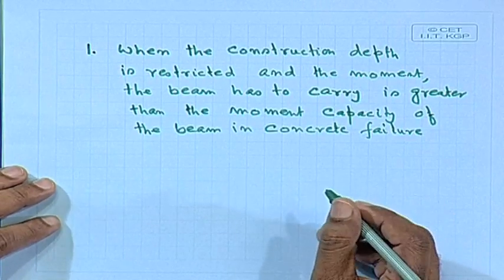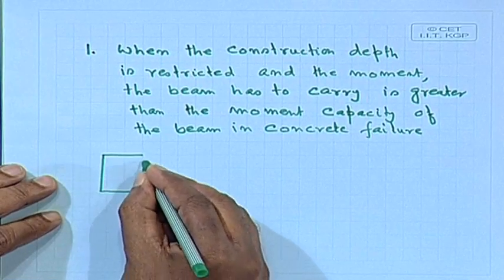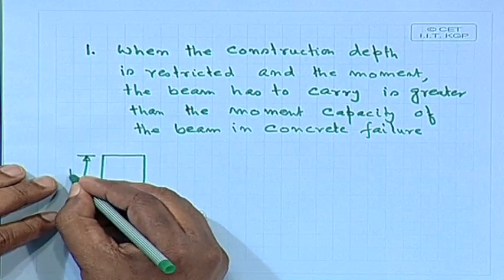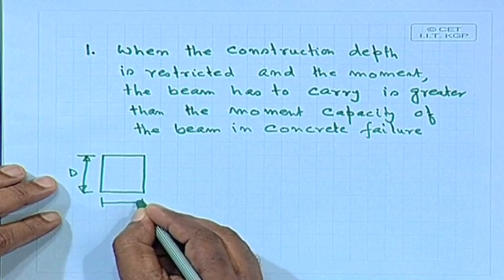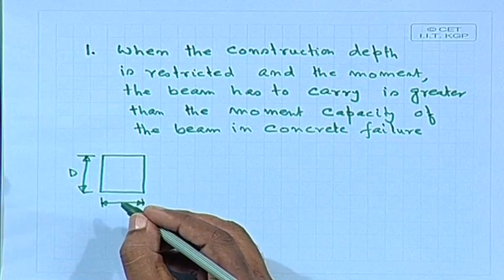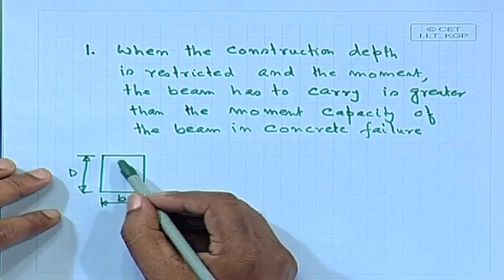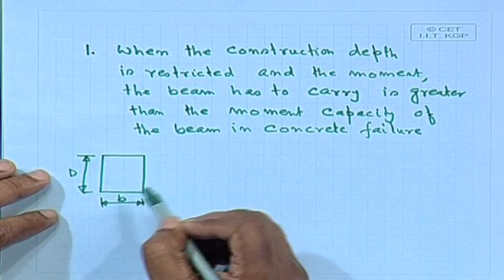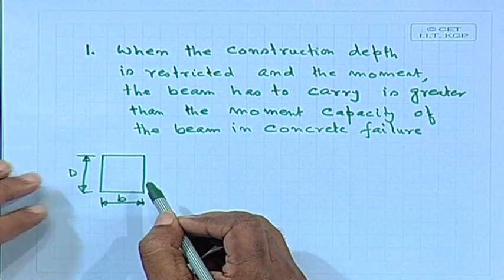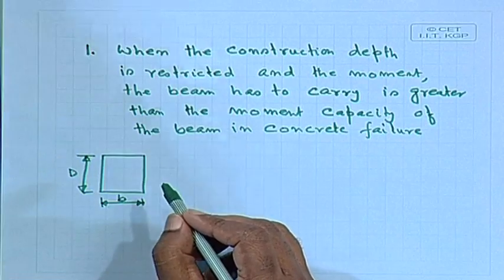So, moment of resistance for a section provided, if we have this section, let us say capital D, due to some reason we cannot go beyond this D, 450 millimeter, 500 millimeter, like that, but moment computed applied, that is more than the moment of resistance of this section. In that case, we have to provide the compression reinforcement.